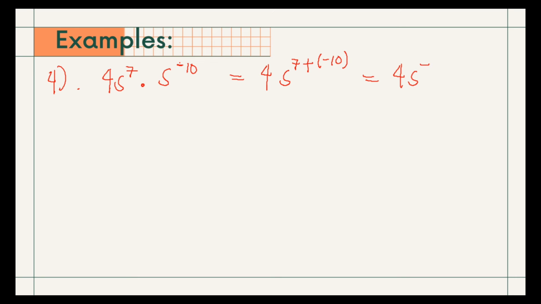Another example. So you have 4s raised to 7 times s raised to, let's say, negative 10. So that is equal to 4s raised to 7 plus negative 10. Then we have 4s raised to 7 plus negative 10 is negative 3.